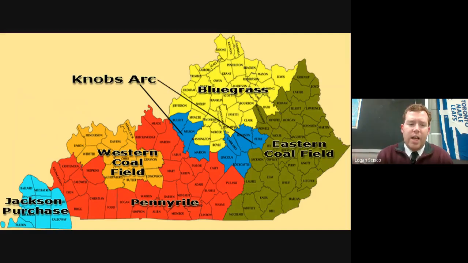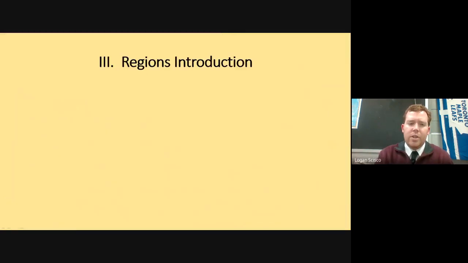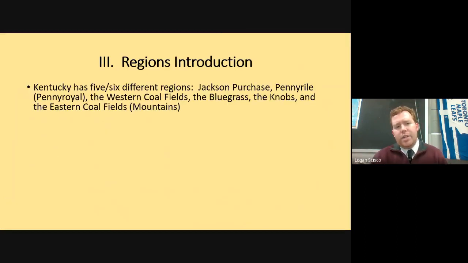So we're going to talk in the next slide about what makes these regions unique, and then you're going to research a county in each of these various regions. So the different regions of the state, as you saw in the last diagram, we have the Jackson Purchase, which is in the far western side of the state, the Pennyroyal or the Pennyrile region, whichever one you want to use is correct, the Western Coalfields, the Bluegrass, depending on which geographer you are, the Knobs, and the Eastern Coalfields. Sometimes these are also referred to as the mountains of Kentucky. And of course, that is in reference to the Appalachian Mountains that are there.